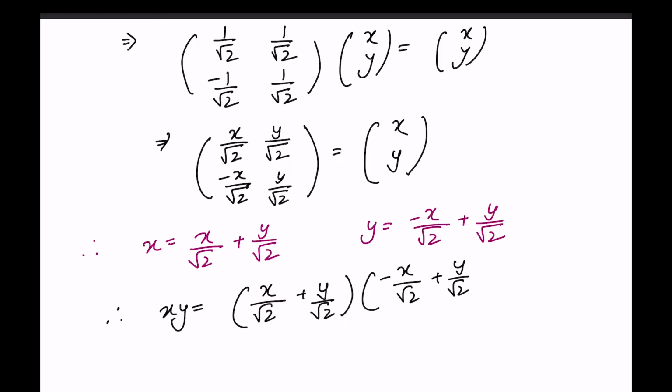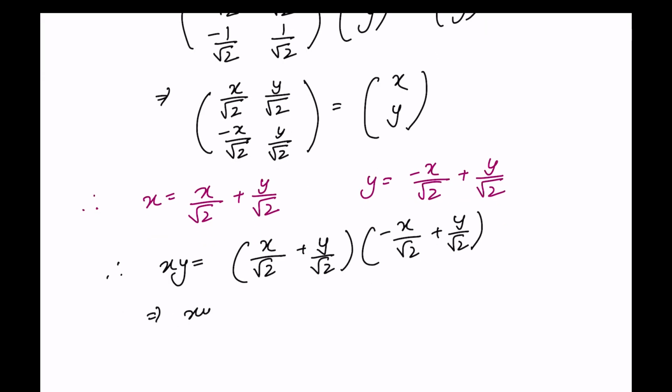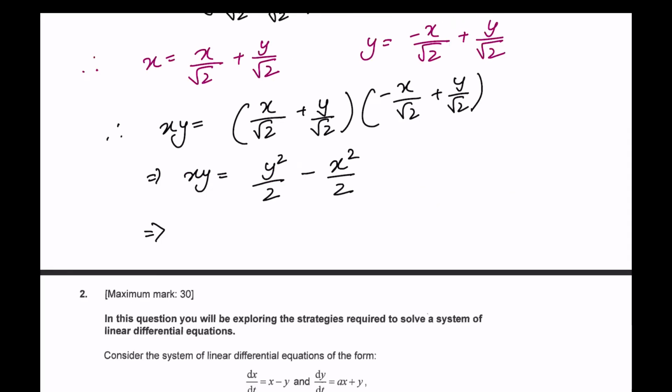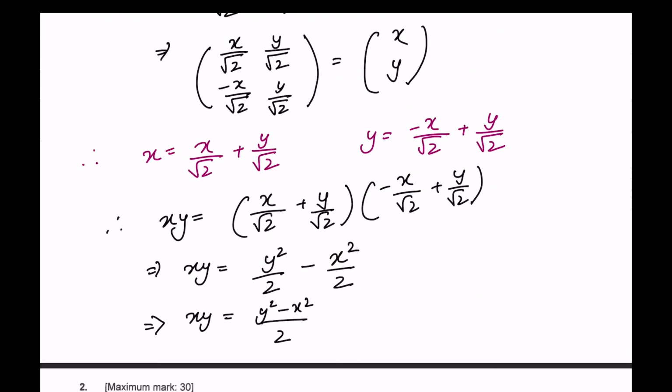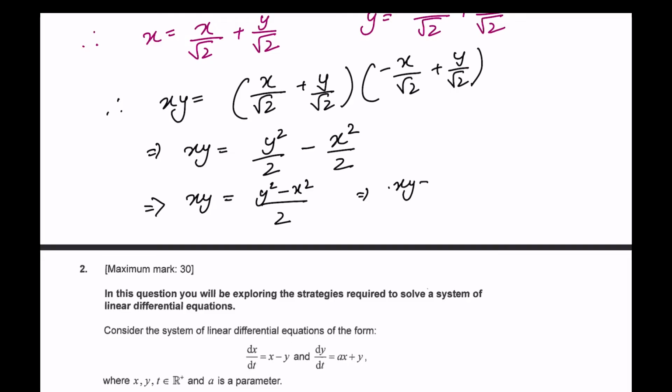Plus y by root 2. So this becomes y square by 2 minus x square by 2. So continuing with this problem, y square minus x square by 2, and we know that x square minus y square equals 1. This relationship exists, so I can also write it as xy equals minus 1 by 2. This is one of the solutions, and there is another solution that can be possible.